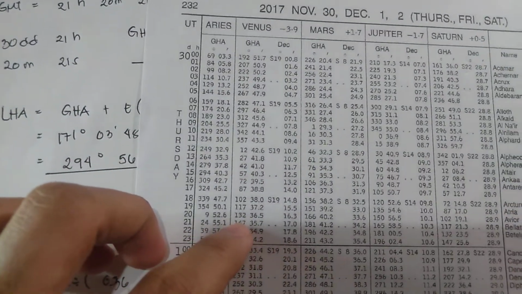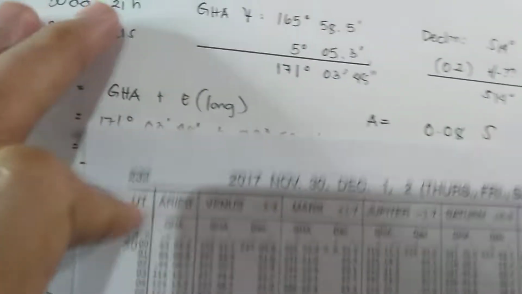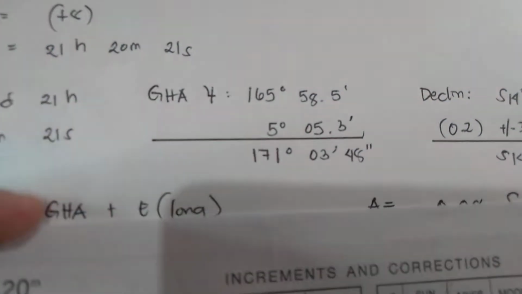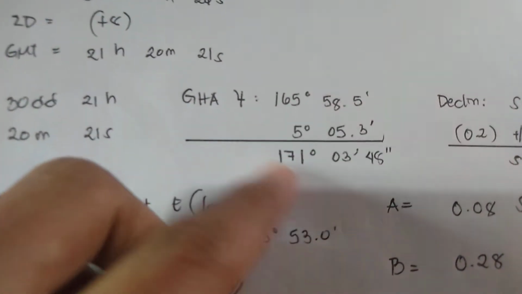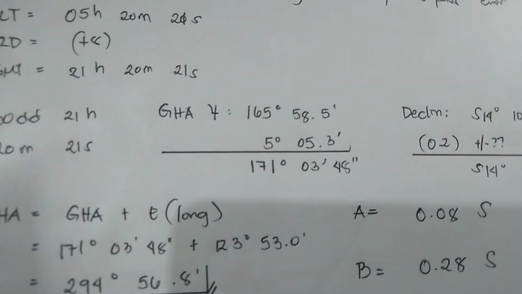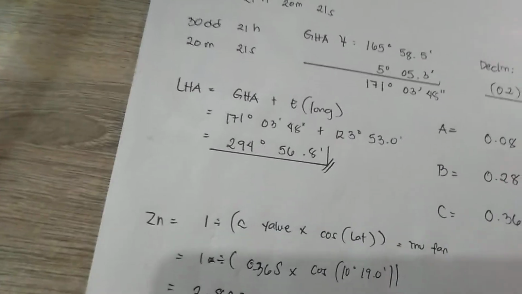So for 30 days 21 hours, that is 165 degrees 58.5 minutes. And for the remaining 20 minutes 21 seconds, we're going to use the increments and corrections. So for 20 minutes 21 seconds, sun planets 5 degrees 05.3 minutes, and then add them all to get the GHA of planet Jupiter, that is 171 degrees 03 minutes 48 seconds.